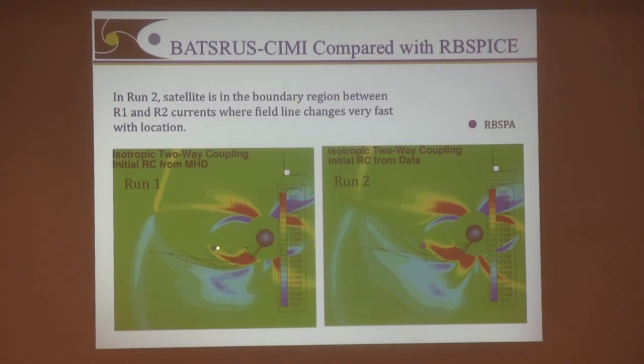We see the dot here is the spacecraft location, and the color here is the field line current. And then you can see the region 1 and region 2 current. For the first run, the spacecraft is inside the region 2 region. And for the second run, RBSP-A is in between the region 2 and region 1 current, where the field line is very sensitive to where you are. It will change rapidly from a very dipolarized field to a very stressed field.